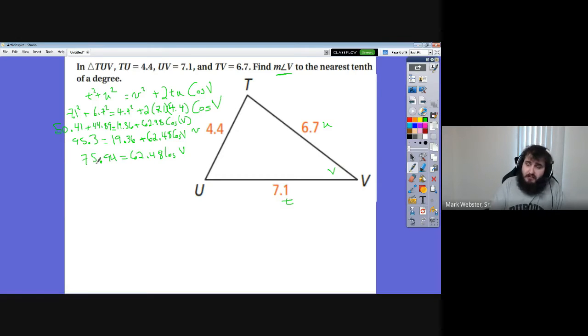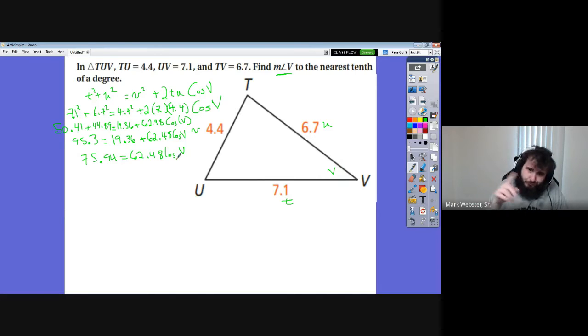This number that I've got right here, the 75.94, could be positive or it could be negative. But in order for this to be possibly correct, this number's absolute value, whether it's positive or negative, has to be less than whatever this is. Because cosine only operates between -1 and +1.